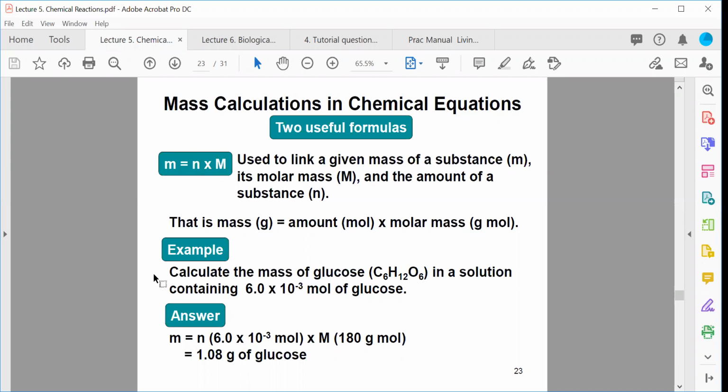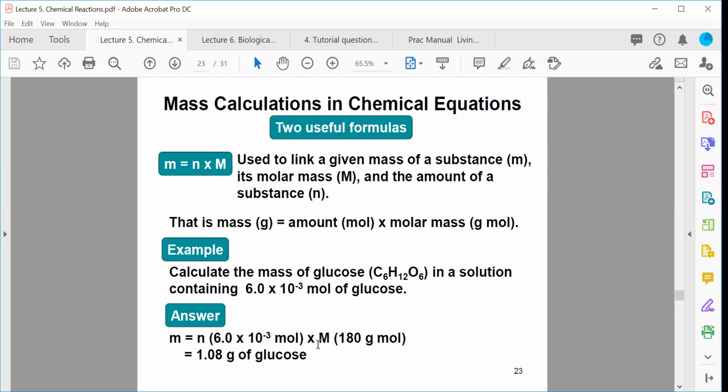Let's look at an example of how we can use that to solve a problem. Calculate the mass of glucose. So we're trying to solve for that there. Here's the chemical formula for glucose. Calculate the mass of glucose in a solution which contains this many moles of glucose. All right, so our unknown is mass. That's what we're being asked for. We're given the number of moles, little n, that is 6 × 10⁻³ mole.